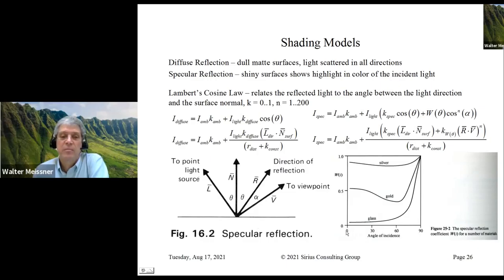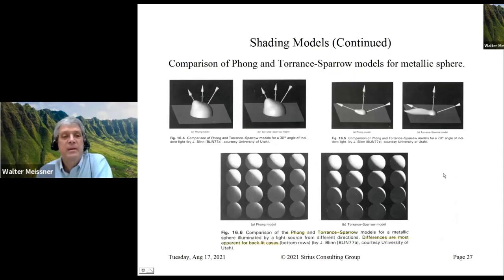The graph shows 0 through 90 degrees angle of incidence, and then what that W of theta would be, and it shows it for different materials. Here's one for glass, here's a curve for gold, and here's one for silver. So depending on what type of surface you want to simulate, they would use one of these curves. Anyway, here's just a picture comparing Phong with Torrance-Sparrow models for a metallic sphere.